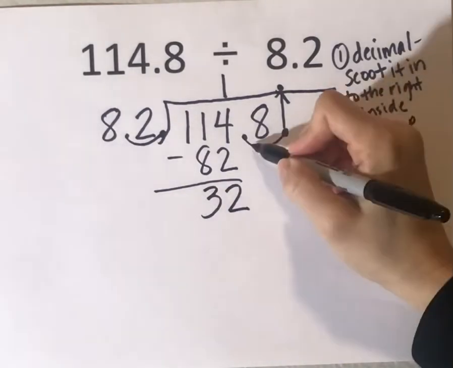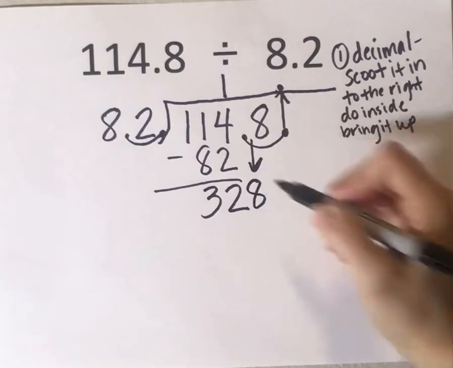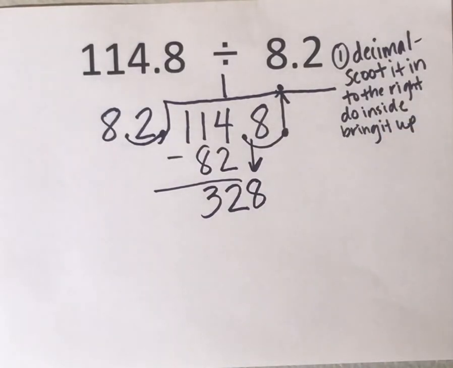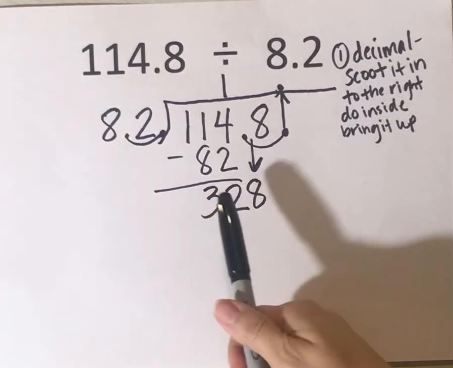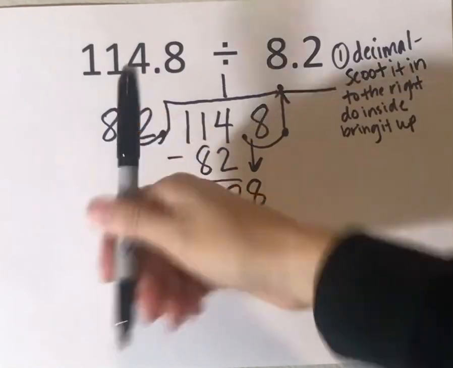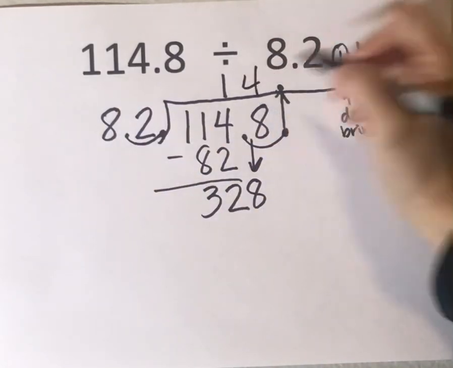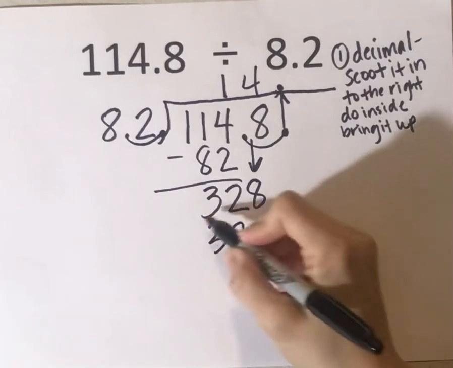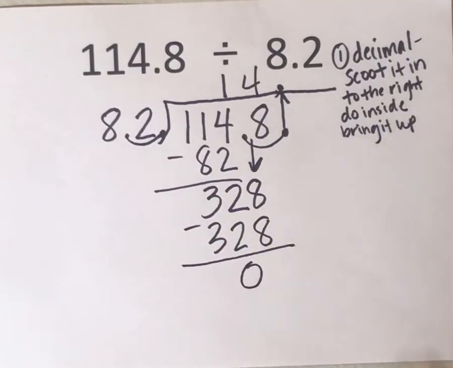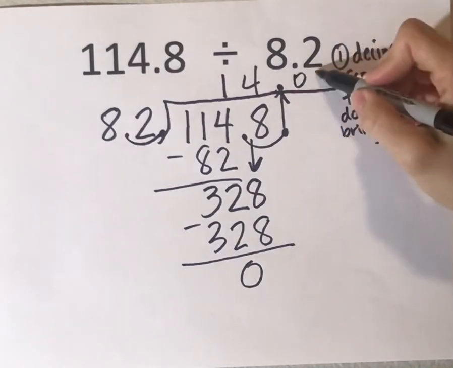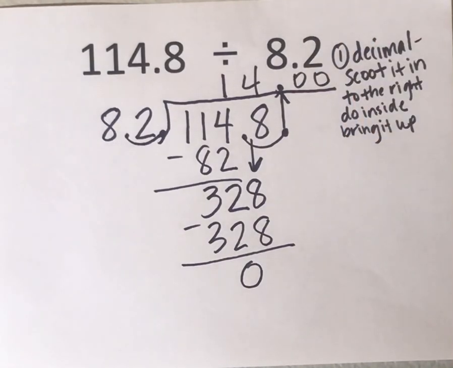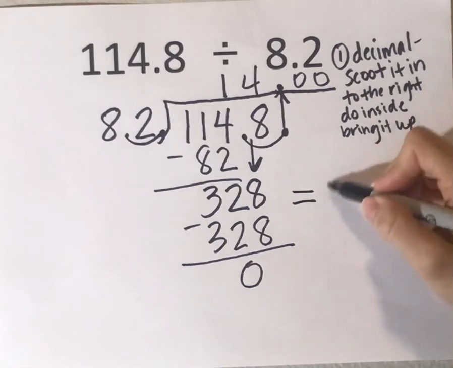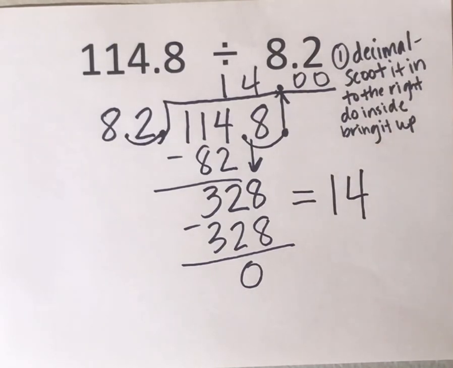Okay, the next step is to bring down. And then we repeat the steps. We do 328 divided by 82, and that goes in 4 times. 82 times 4 is 328. We subtract, and we get a remainder of 0. So basically, there's just a bunch of zeros out here. So I would say that the answer to this problem then is 14.